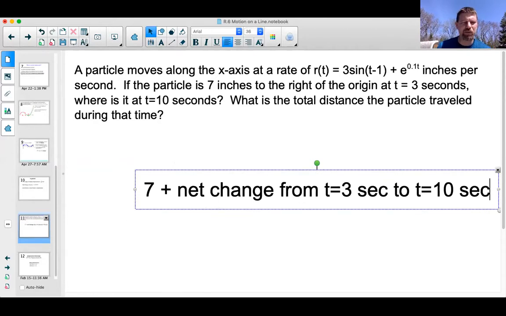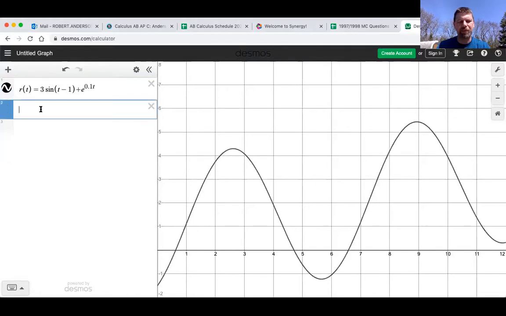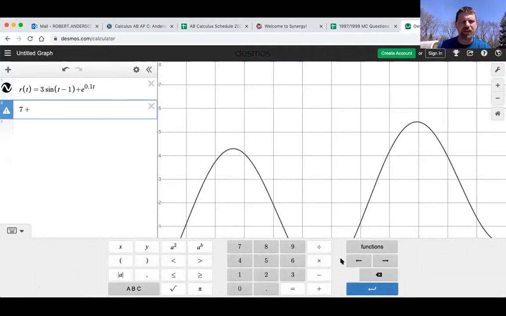I'll share that screen with you because I've got that already written down on a graph. Here it is. So here's the equation. That's my r of t. In fact, I'm going to call this r of t instead of f of t. There's my r of t. This is my rate, my velocity. So this is how my particle is moving along the x-axis. And I believe we said it started at the 7-inch mark, right? And then I'm just adding the net change from 3 seconds to 10 seconds.